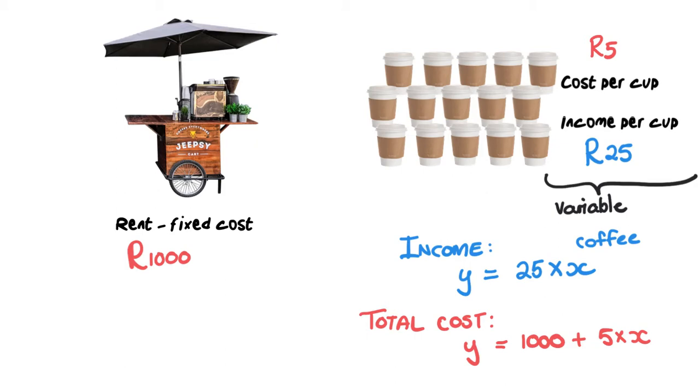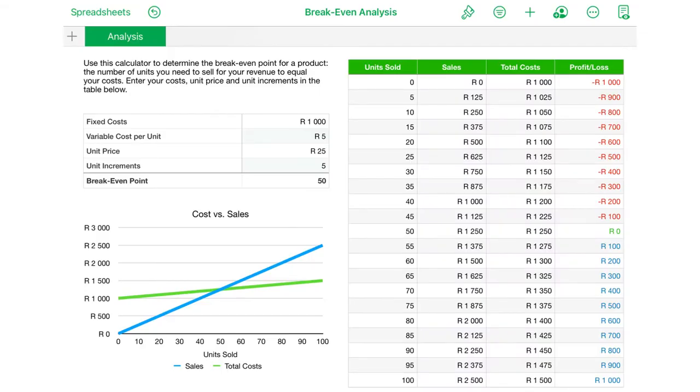So let's have a look at how we can represent this. If you have Numbers on your iPad, Numbers can give you the following analysis. In Numbers on your iPad, you will get the following option. You can choose break-even analysis, type in all the different amounts like your fixed cost, your variable cost, and your unit price, which is your selling price, if we can fill this in here, and it will do the calculations for you.